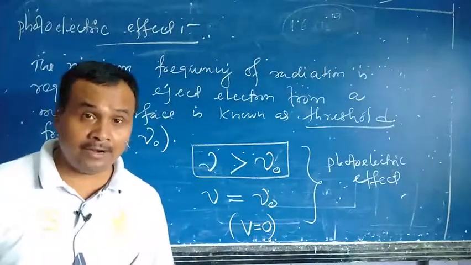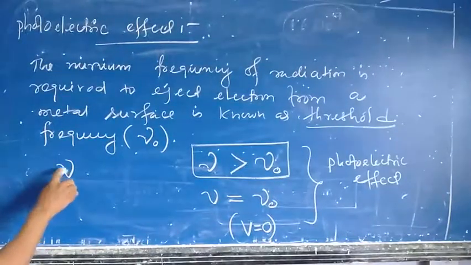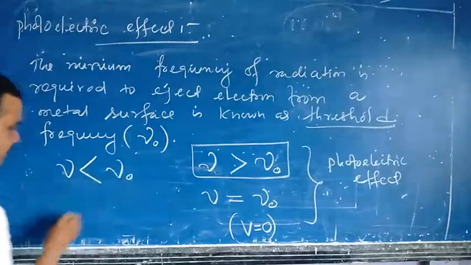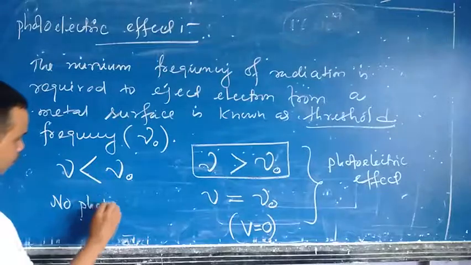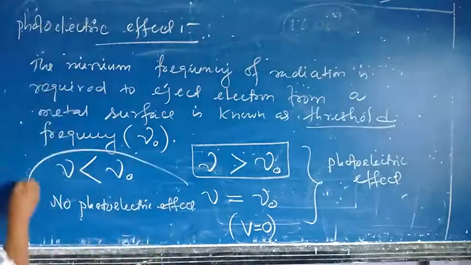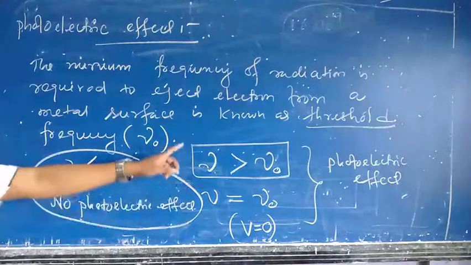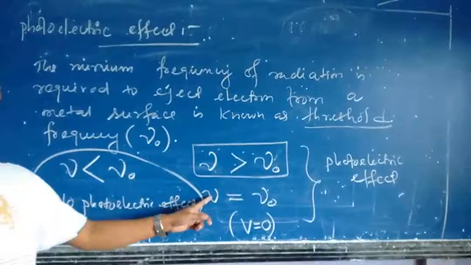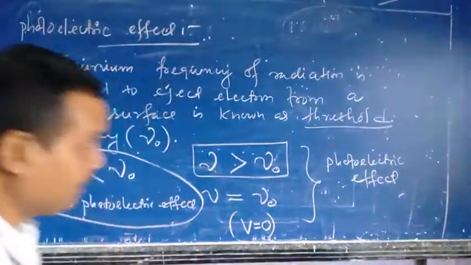Zero होगा। Remember it. Then if the frequency of incident radiation is less than the threshold frequency, there is no photoelectric effect. In this case no photoelectric effect. In this case photoelectric effect नहीं होगा। फोटोइलेक्ट्रिक इफेक्ट होने के लिए either incident radiation का frequency threshold frequency से ज्यादा होना पड़ेगा और या incident radiation का frequency threshold frequency के equal होना पड़ेगा.